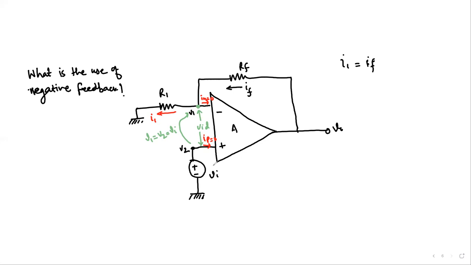First we'll write these two expressions. We know that the output divided by the gain is VID, and VID is V2 minus V1. We can also write VID as V1 minus V2, but then we have to take the magnitude of this to be sure in the analysis.